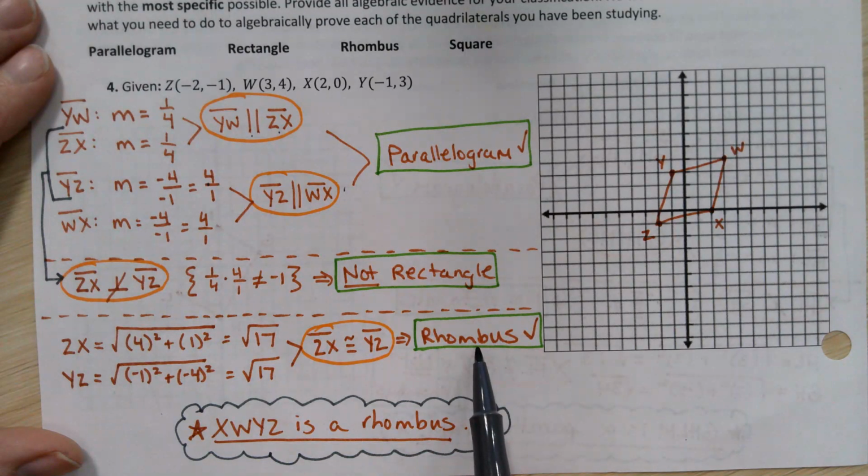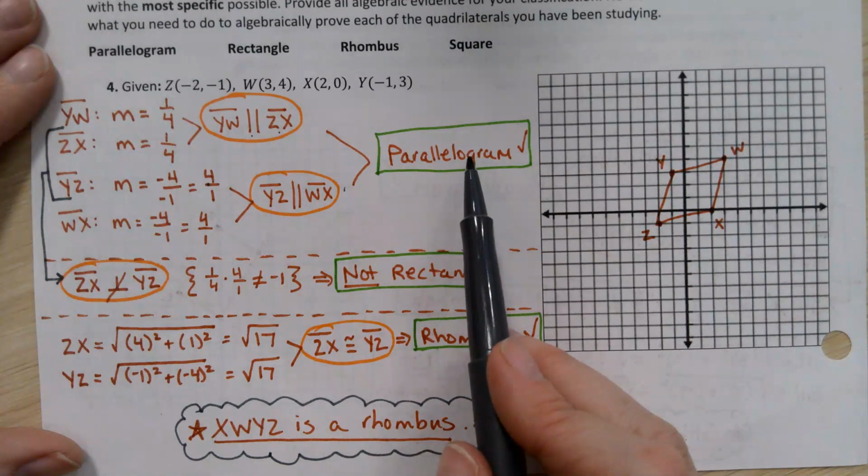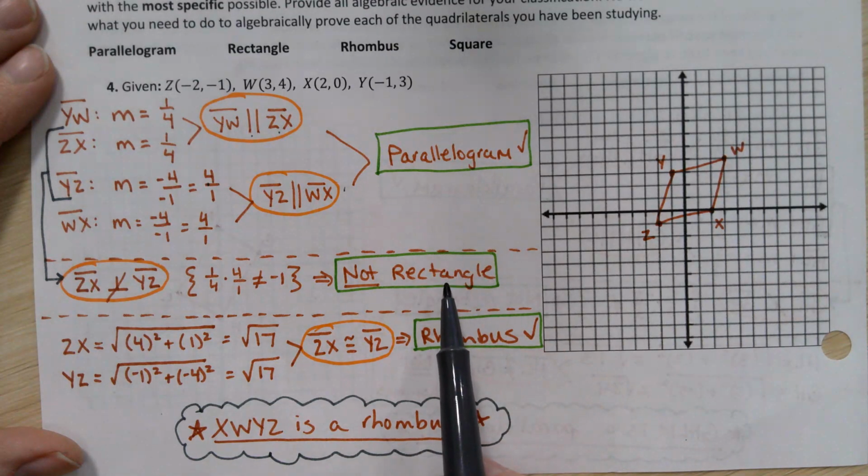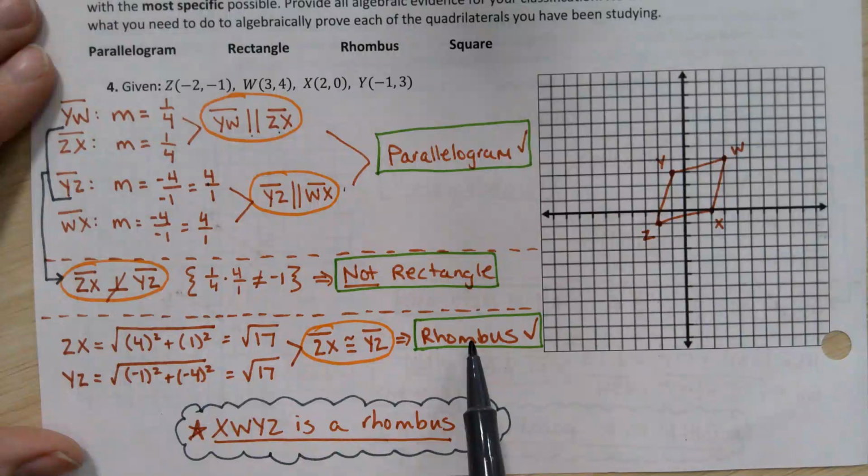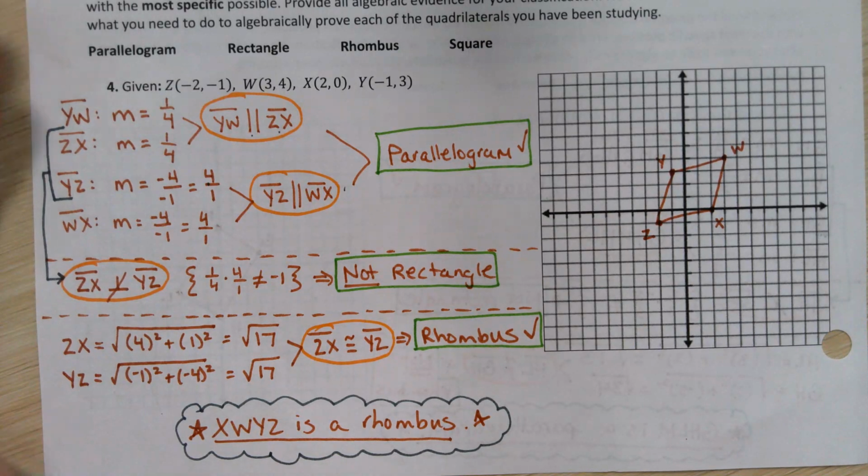So if we go back through and we look, we have a parallelogram that is not a rectangle, but is a rhombus. So our final conclusion should be that XWYZ is a rhombus. That's the most specific name we can give.